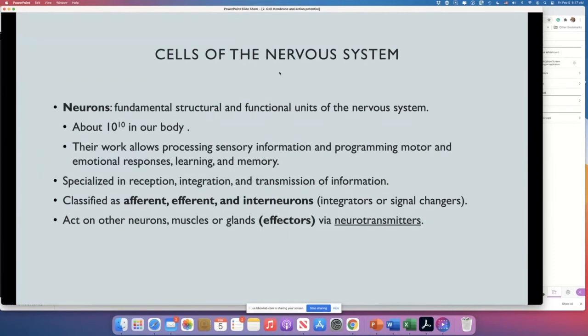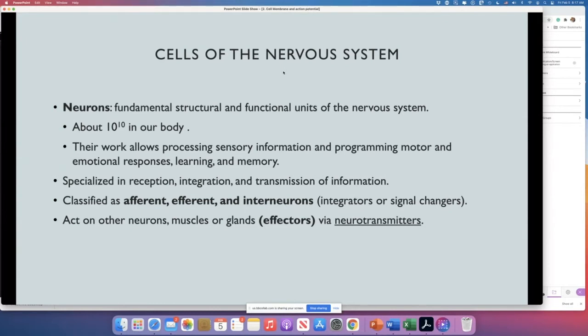There are 10 to the 10 neurons in our body. Notice that I say body and not brain or nervous system, because there are many of these neurons in the gastrointestinal tract. In the gastrointestinal tract, we have a part of the nervous system that is called the enteric nervous system that contains as many neurons as the spinal cord. So many neurons around the body.